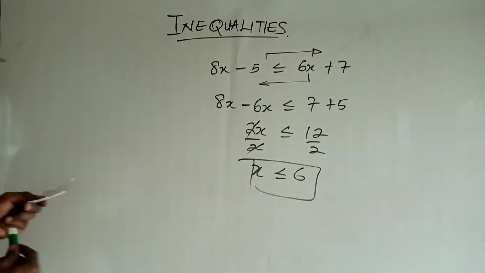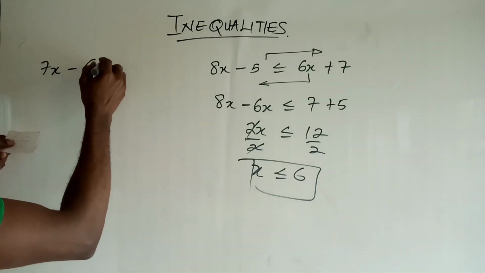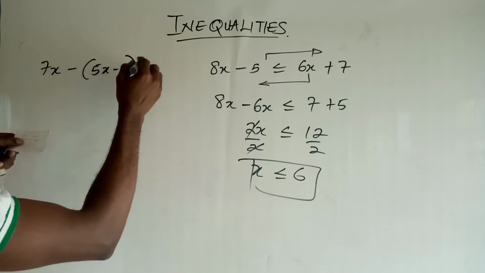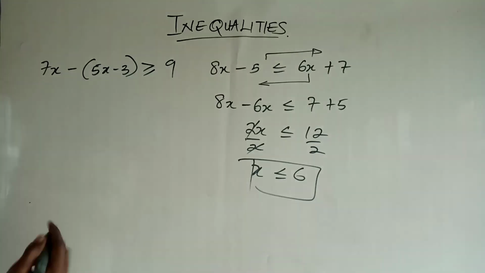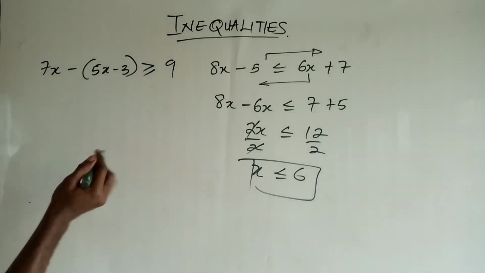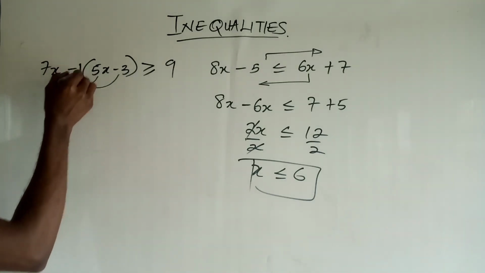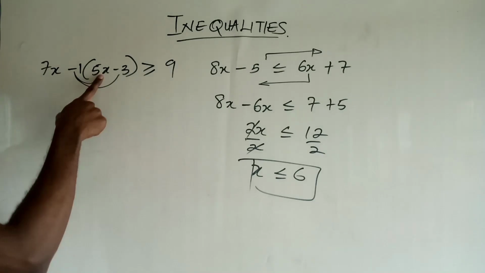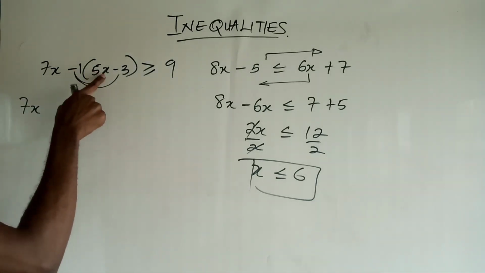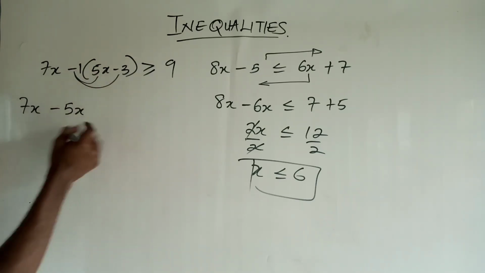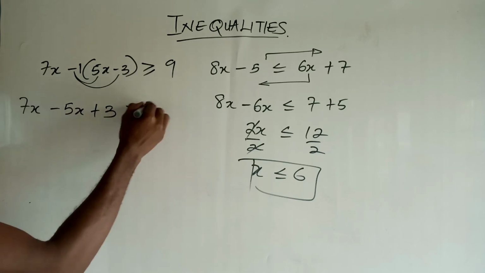Question number 3 says 7x minus (5x minus 3) is greater than or equal to 9. That's the question we have here. The first thing you want to do is to remove the bracket. You use this guy to open up the bracket. Actually, there's an invisible 1 here, so use minus 1 to distribute into this parentheses. So we have 7x, minus 1 times 5x is going to give me minus 5x, and minus 1 times minus 3 is going to give me positive 3, greater than or equal to 9.